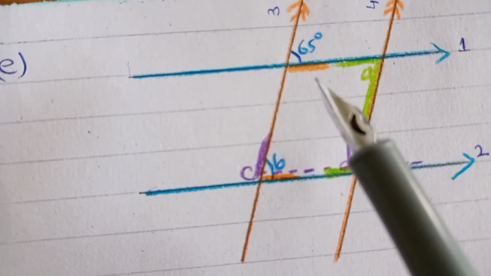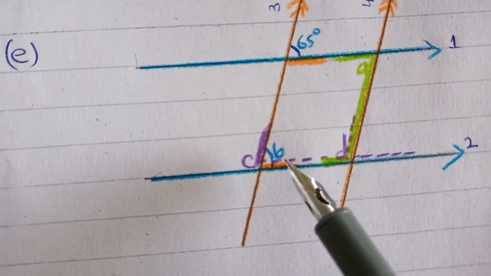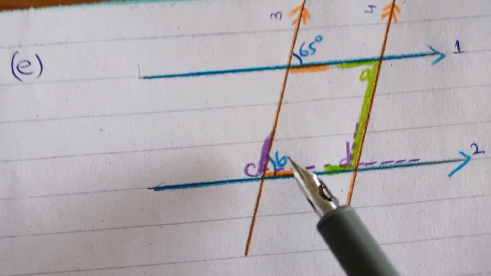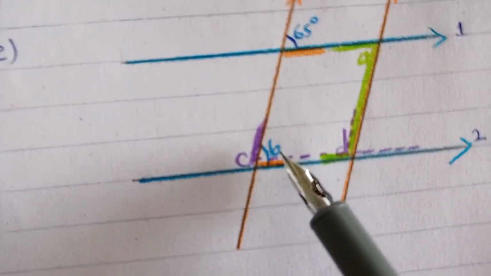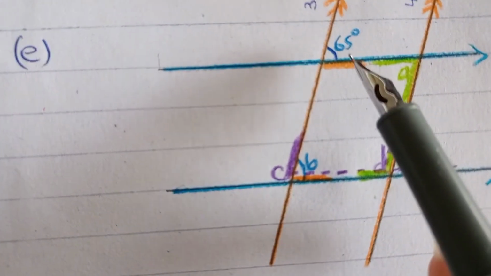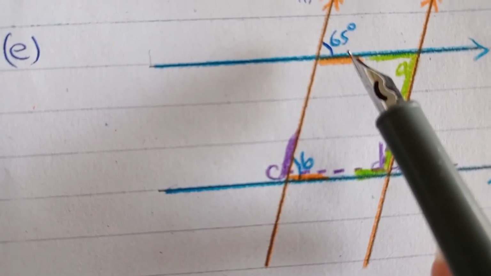Now I have to choose which letter I will solve first. So again I have to choose B first. It's a coincidence that every time we choose B first. That is not my favorite. B is equal to 65 degrees. How can I say that B is equal to 65 degrees?